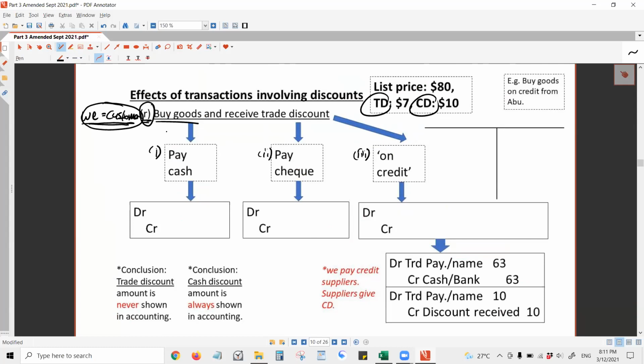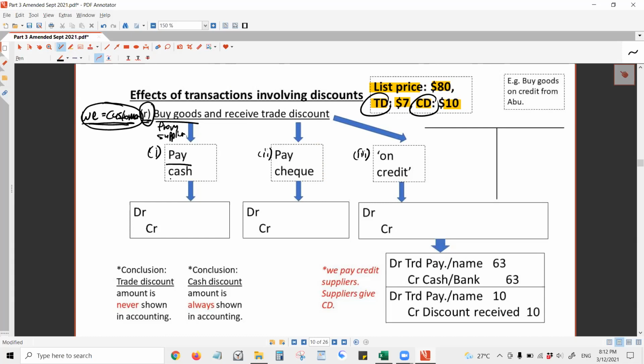We buy goods from supplier. And this time discounts are involved. Therefore you have to decide what numbers to take. So again, the number information has been given at the top right. List price 80, trade discount 7, cash discount $10. We are going to use the same set of numbers for the three situations.